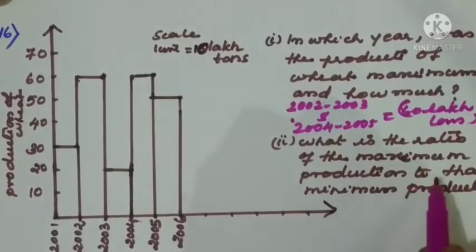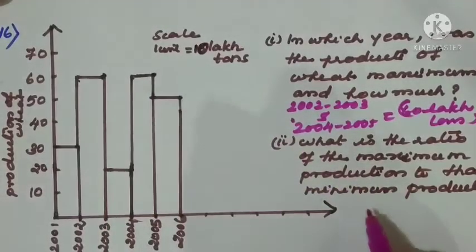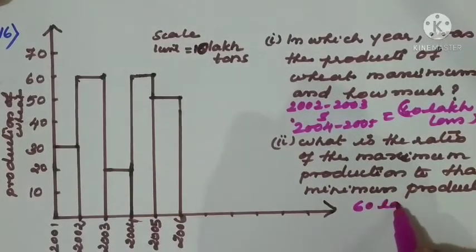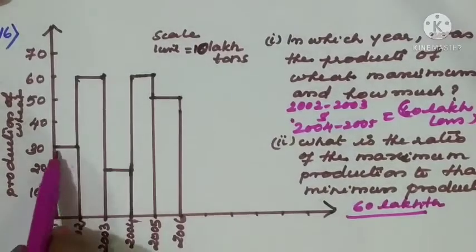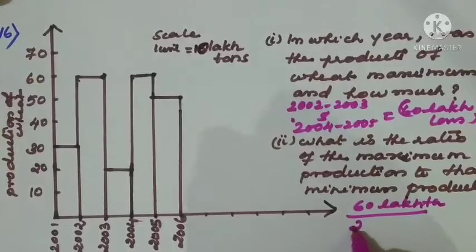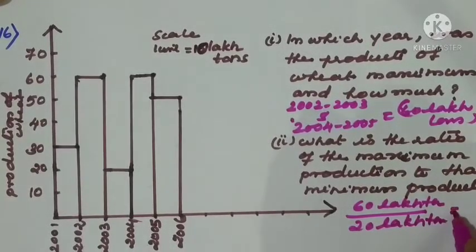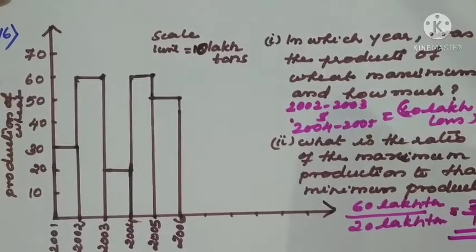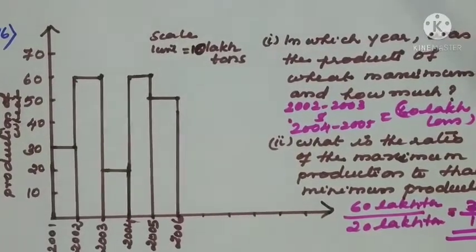Now what is the ratio of the maximum production to that of the minimum? Which is the maximum production? 60 lakh tons divided by what is the minimum? Minimum height is having 20 lakh. So 20 lakh tons, it is equal to 3 by 1 only. The maximum to minimum, clearly it is asked. So the ratio is 3:1.